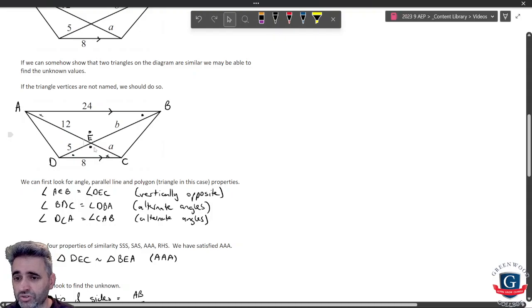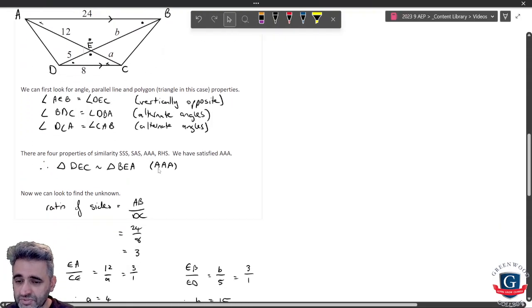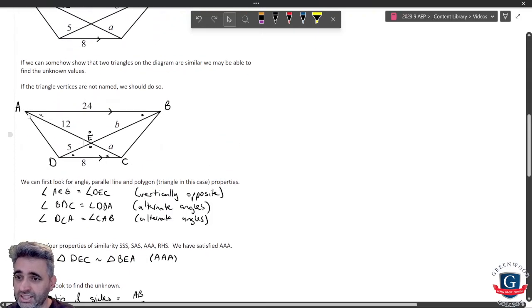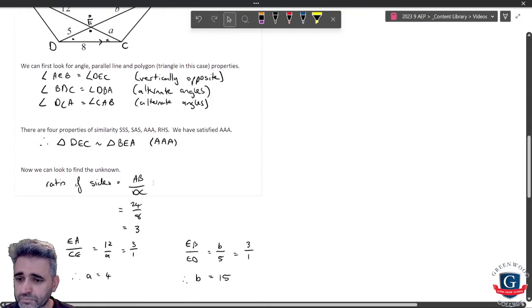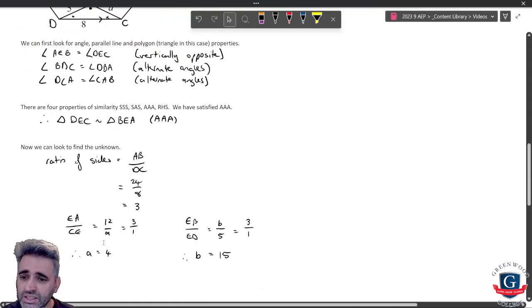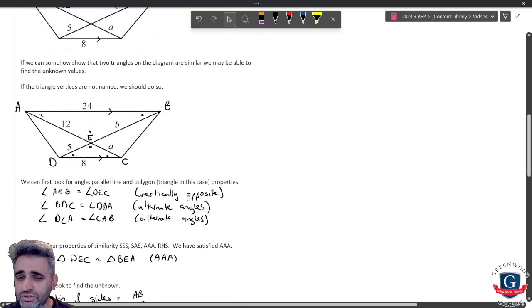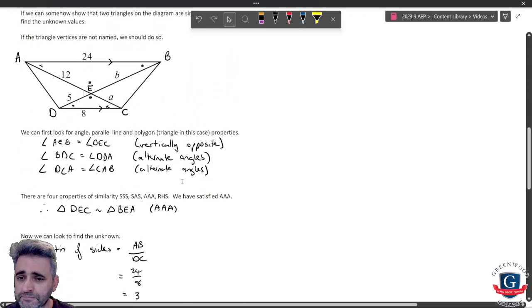So EB over DE. What did I do? I started with AB over D. No, I didn't. EA over CE. Okay. So EA, circle to square, over CE, square to... I've probably done that back to front. If I was doing it properly, I would have done square across in both places and said EC. So it doesn't matter. It just means 12 on A is equal to 3 on 1, which will give me 4.